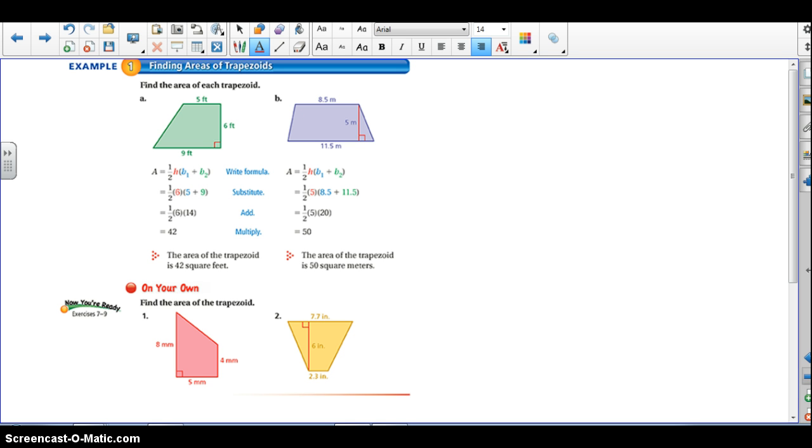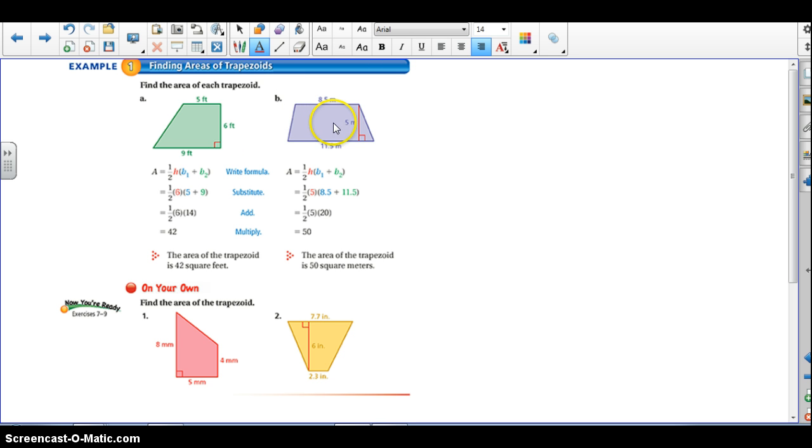So now we substitute numbers. 1/2 stays the same. 6 is the height, and then 5 plus 9, and that gives you a numerical expression. All right, now you have 1/2 6. Notice that is not changed, and you do your addition first. So now you can do the problem, which is 6 times 14, half of that, 42. The area of the trapezoid is 42 square feet. We are still working with a two-dimensional figure.